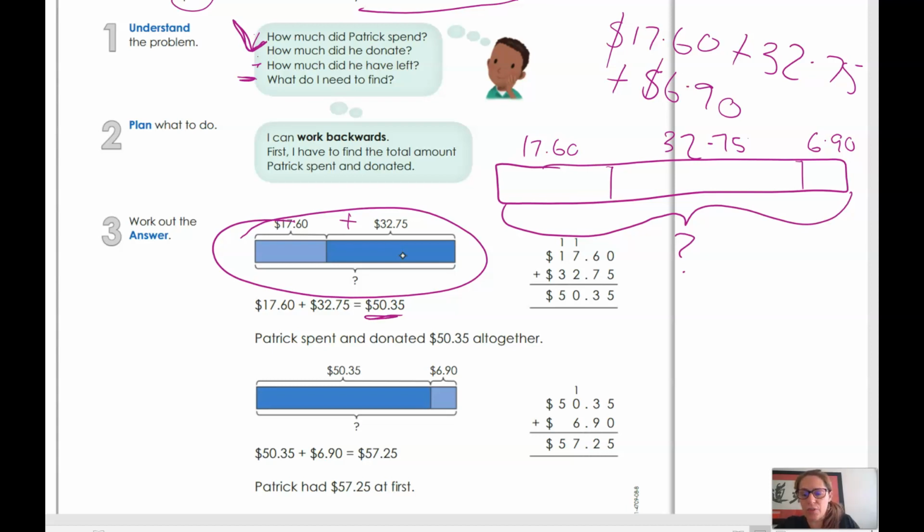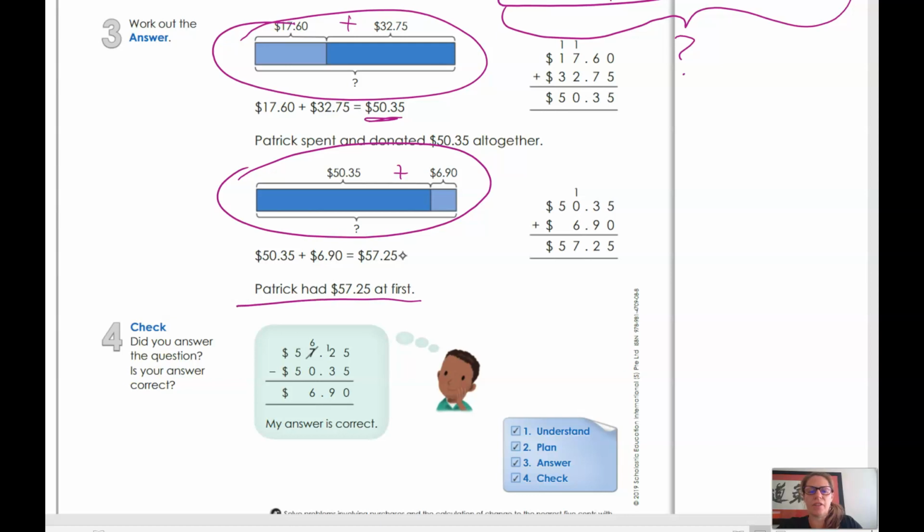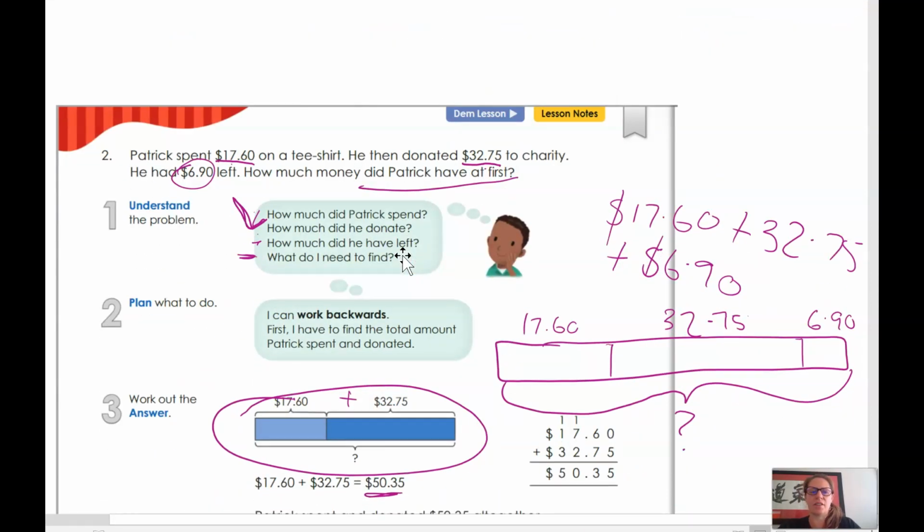And then we redo another bar model. So the whole amount again, and then the $50.35 plus the $6.90. So Patrick had $57.25 at first. And then yes, you must check. So what you can do to check is you can do the $57.25 minus the $50.35. And if you get $6.90, you're in a happy place. Because what was $6.90? Well, that was what he had left.